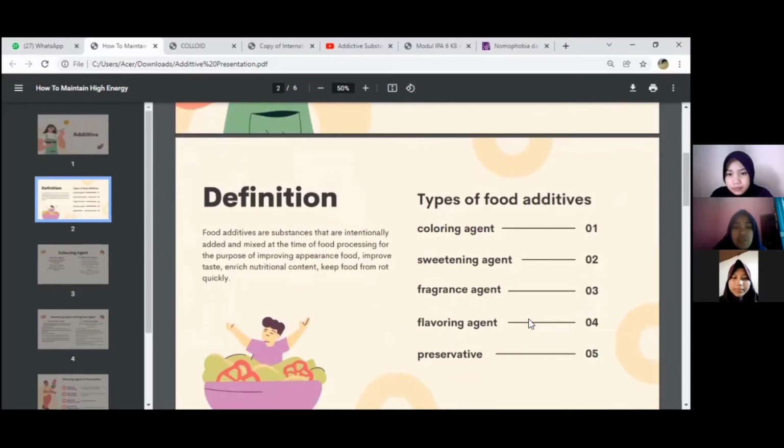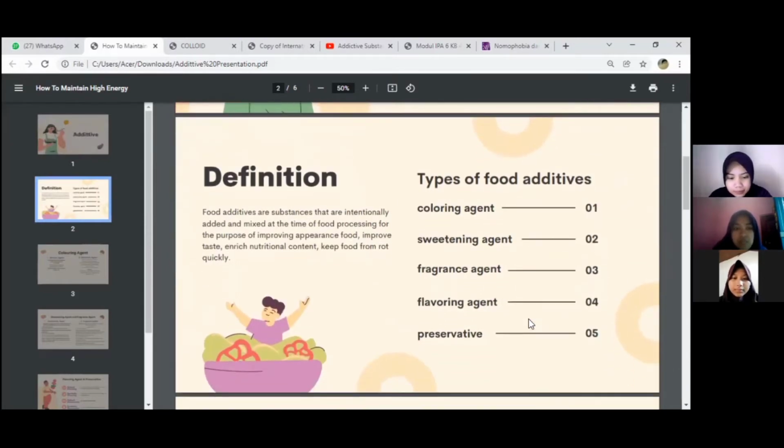Okay, before we move on to talk a little bit more about additives, first we have to know the definition of additive. What is an additive? Food additives are substances that are intentionally added and mixed at the time of food processing for the purpose of improving the appearance of food, improving taste, enriching nutritional content, and keeping food from rotting quickly.